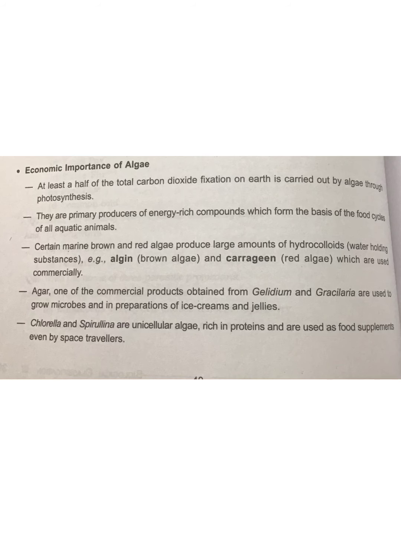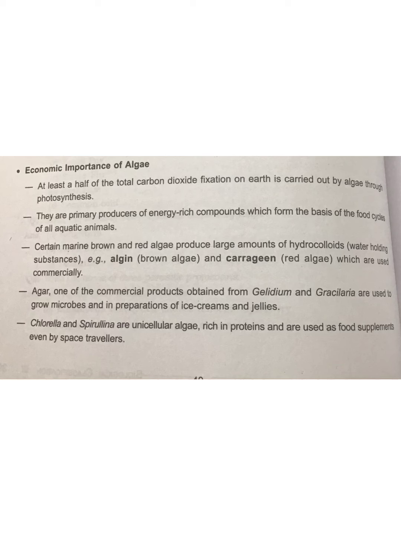Next example is agar, one of the commercial products which is obtained from Gelidium and Gracilaria. They are used to grow microbes and in preparation of ice creams and jellies. So your mouth must be watering just by hearing these names. Okay. Then last one is chlorella and spirulina. They are unicellular algae. They are rich in protein and are used as food supplements even by space travelers. So these are some of the economic importance regarding algae.